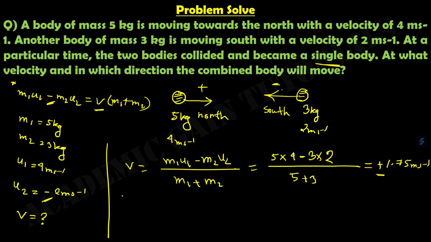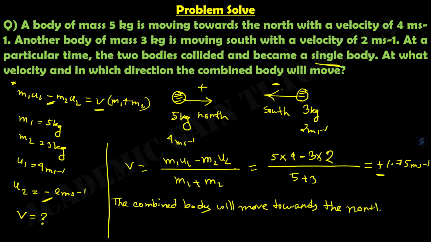the combined body will move towards the north with a velocity of 1.75 meter per second. So this is the answer of our first problem.